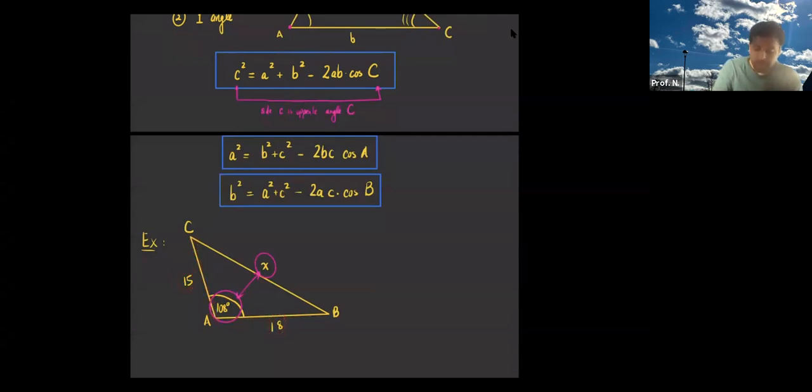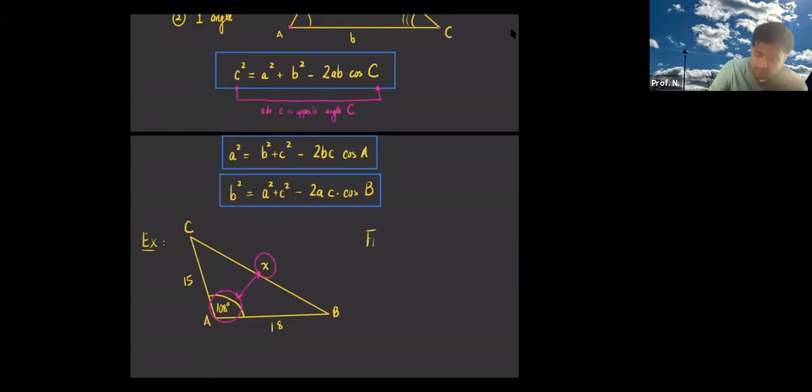So if you want to be more formal, look at angle A. This is the angle that I want. So this is the formula version that I want. What's the side opposite 108 degrees? The side opposite is X. So this is the law of cosines.